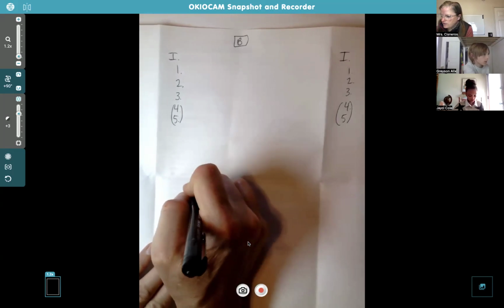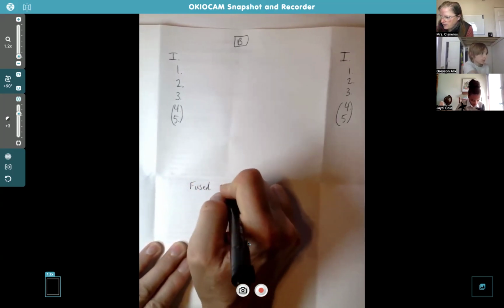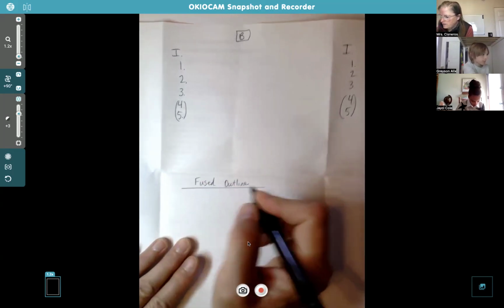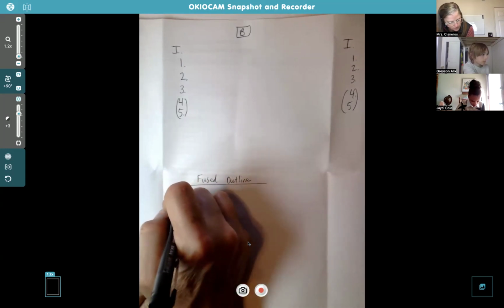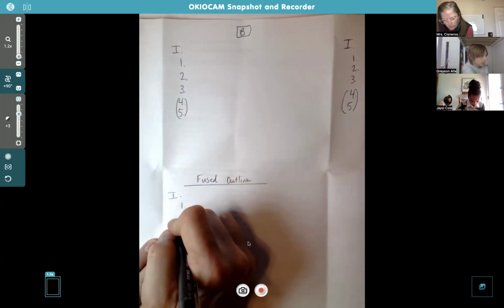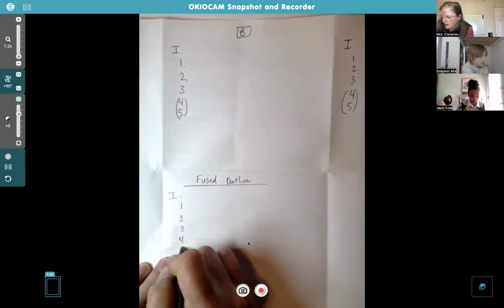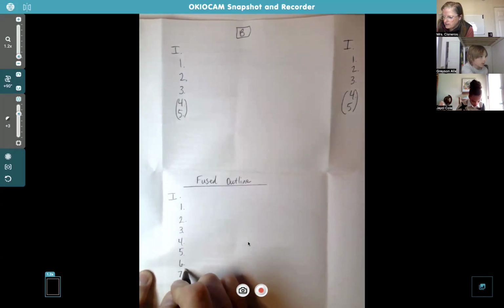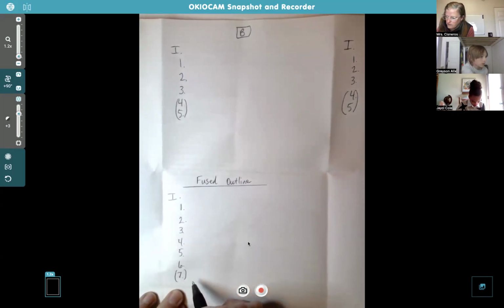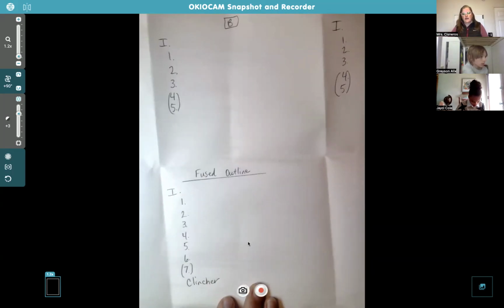Fused outline, this one's going to be Roman numeral 1. This one's going to be 1 through 7, but 2, 4, 5, 6, 7 is going to be optional, okay? You have to have at least 6. 7 is optional, and then we're going to write that word clincher down below that. I'll give you a second to get that set up.